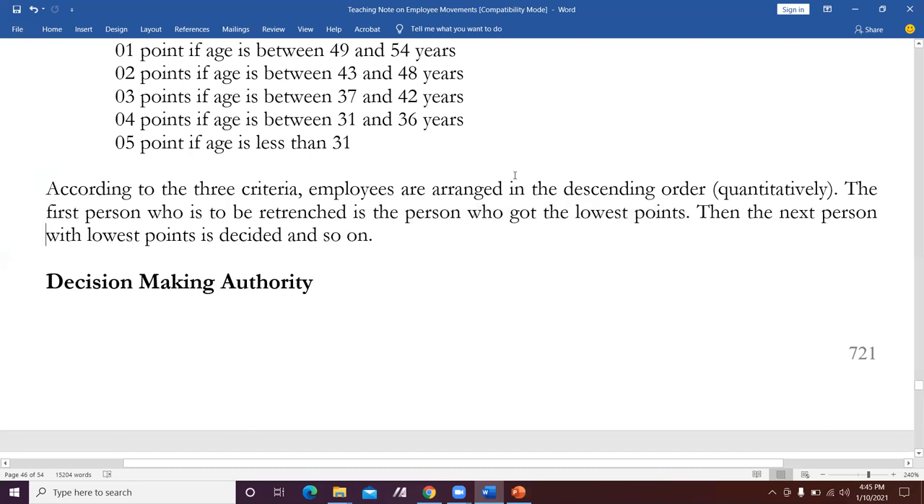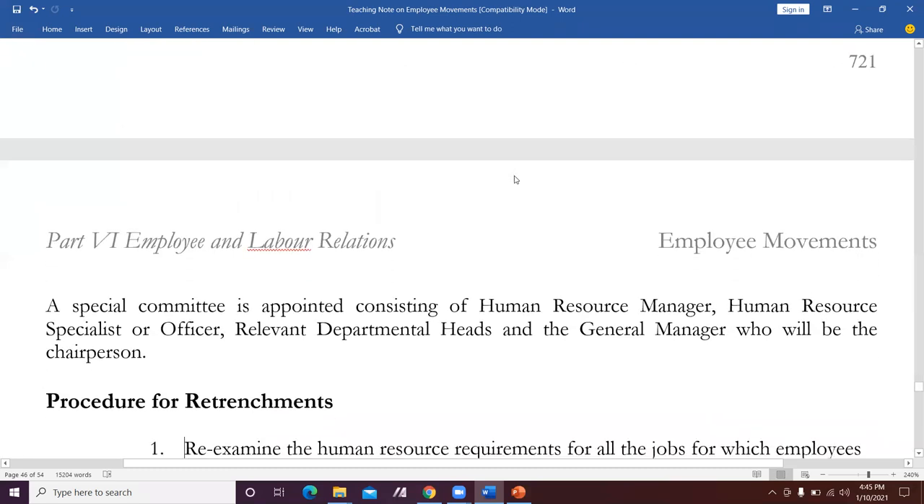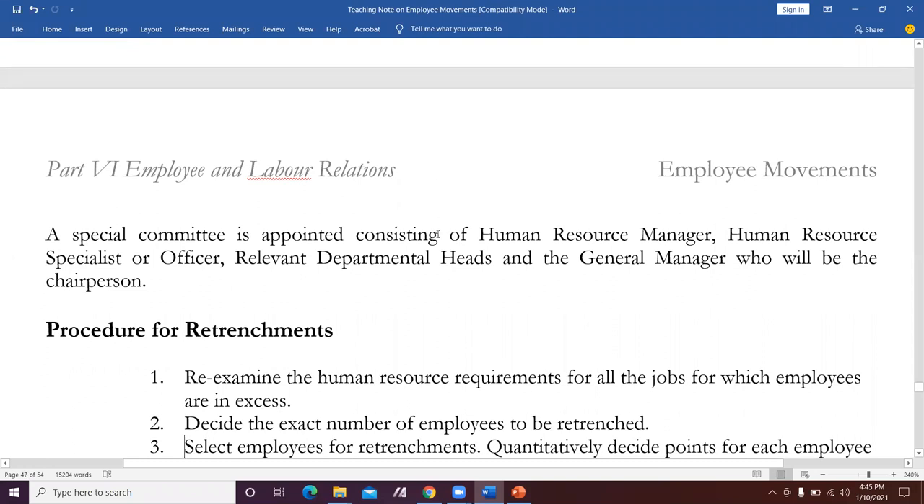Then the decision-making authority. A special committee is appointed, consisting of the HR manager, a human resource specialist if there is one, the relevant departmental heads, and the general manager, who will be the chairperson. Assuming the general manager is the CEO, he will be the chairperson.